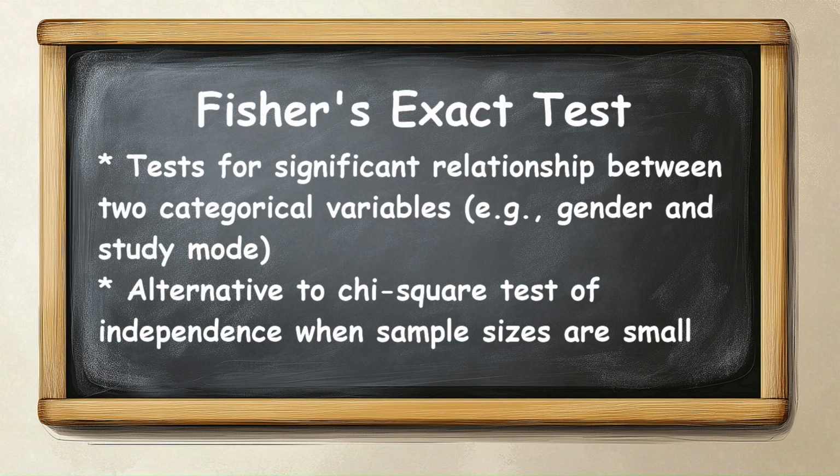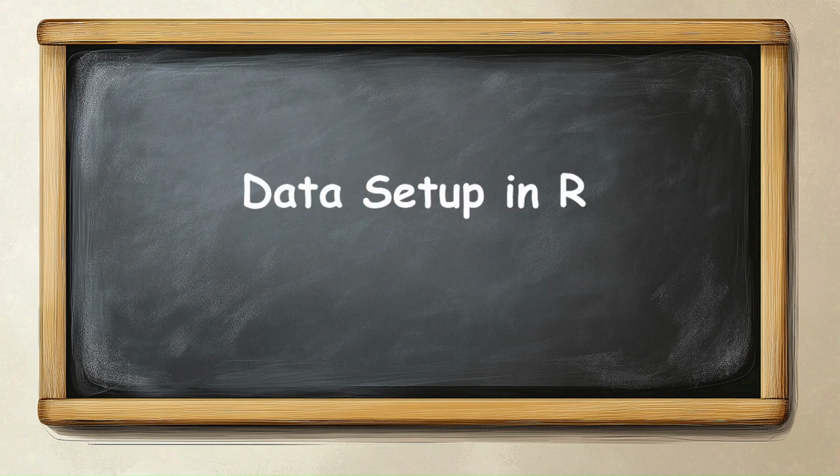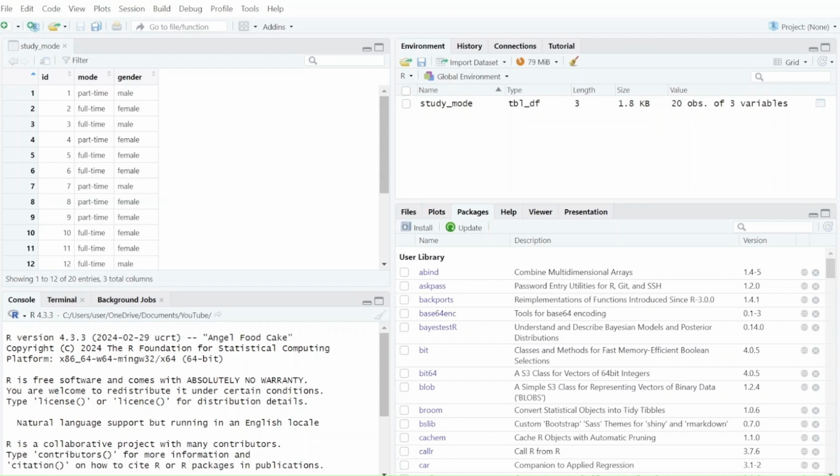Fisher's exact test is used to determine whether there is a significant relationship between two categorical variables, for example, between students' gender and their study mode, so whether they study part-time or full-time. It's typically used as an alternative to the chi-square test of independence when sample sizes are small and the variables are dichotomous. So I've already imported my data, but if you're not sure how to do this, you can pause this video and check out our tutorial on importing Excel data files into R.